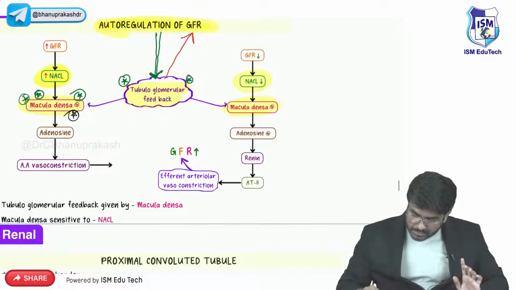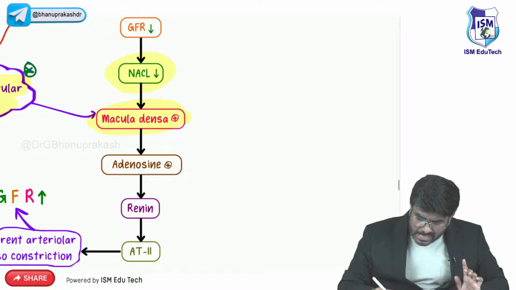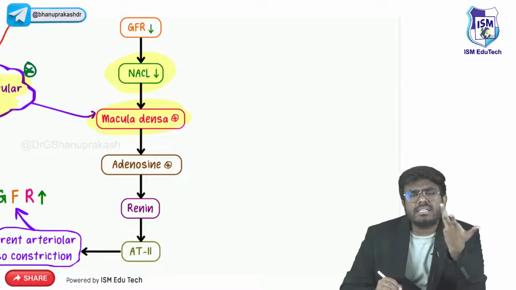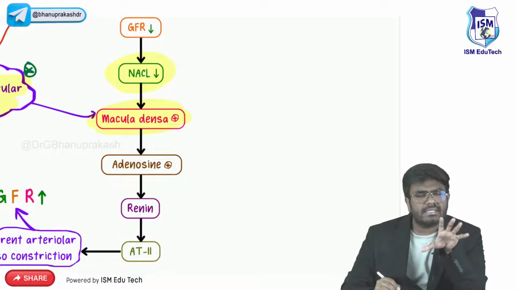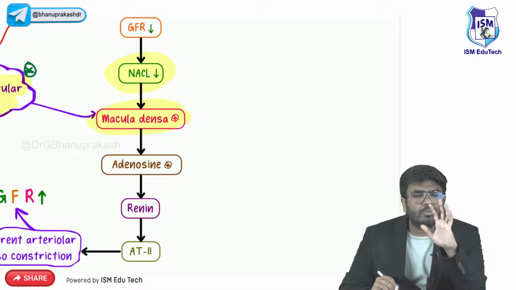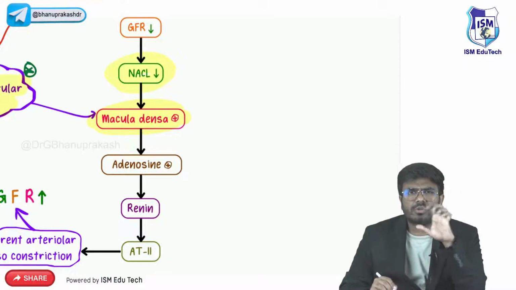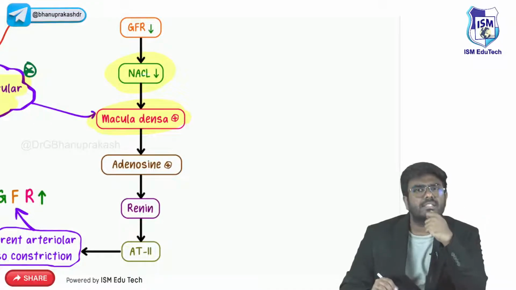Next important MCQ which was asked in the exam: where exactly is this macula densa present? Yes, it is sensitive to sodium chloride, it is giving tubulo-glomerular feedback, it is helping in the auto-regulation of the GFR. All the story is okay, but where is this macula densa present?